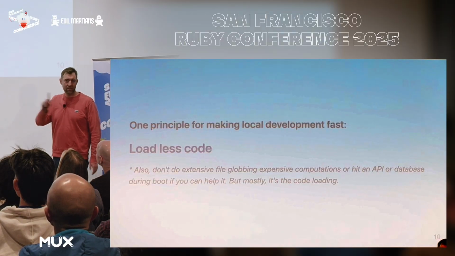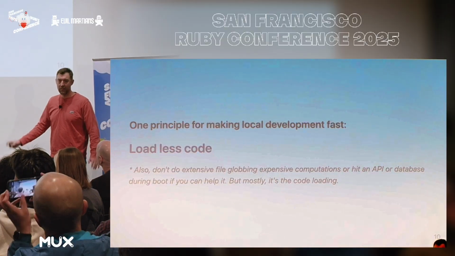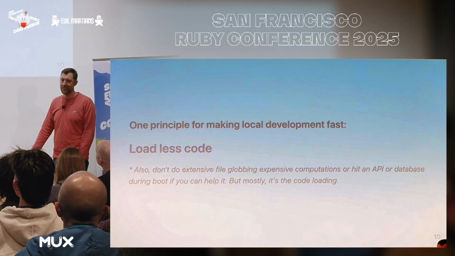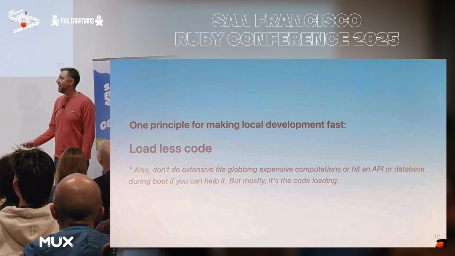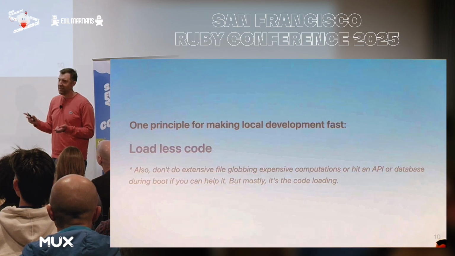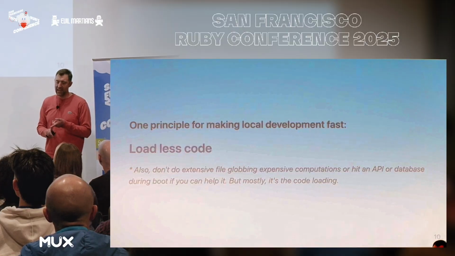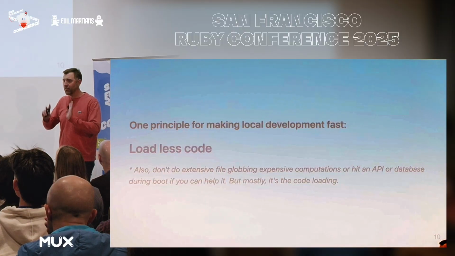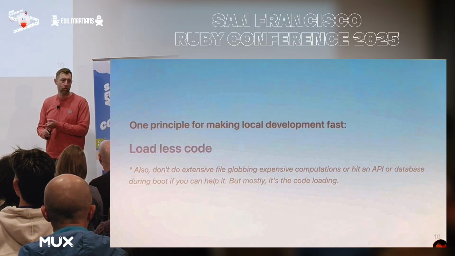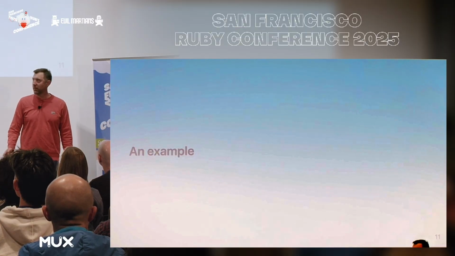So I said I'd have one principle to make local development fast, and it's very simple. It is just load less code. When you're setting up your application development, just don't load it unless you need it. And there is other stuff. I don't want to say it's just this, but this is the big one. Like doing a lot of file and directory globbing, or hitting your API or your database, there are other things, but I really want to say load less code is the one thing that I see over and over again that people are violating.